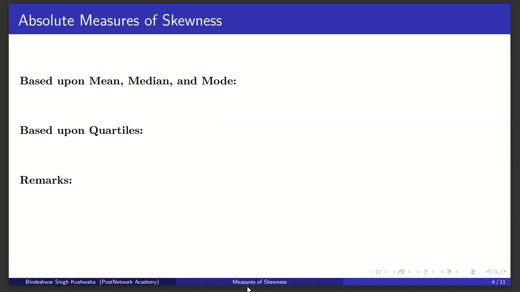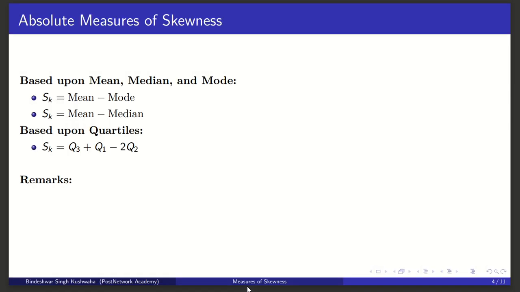Now, absolute measures of skewness. These are based on the difference between the mean, median and mode. One example, Sk is equal to mean minus mode, and second is mean minus median. Another absolute measure uses quartiles. The formula is Q3 plus Q1 minus 2Q2.